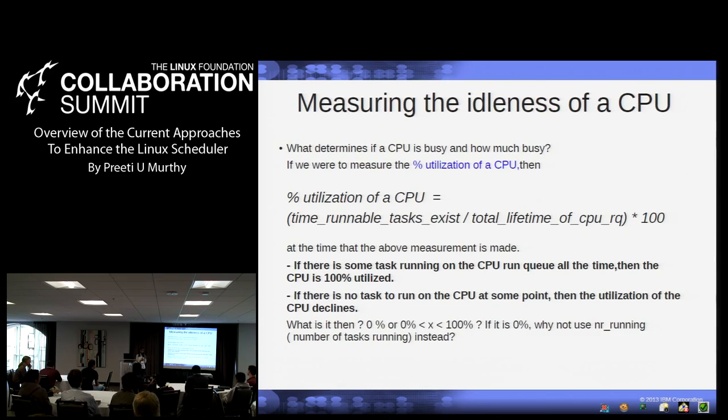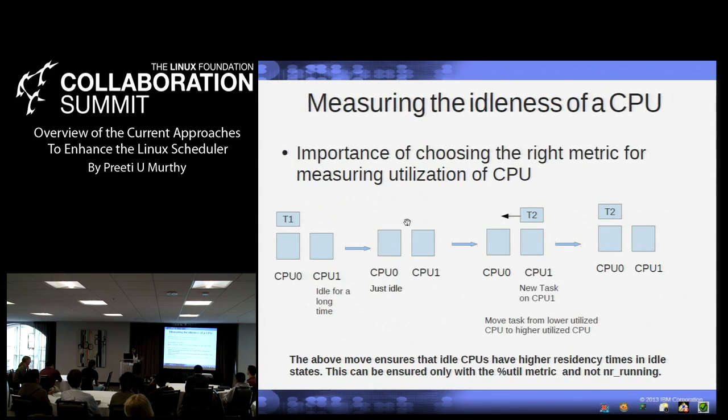If you were to say it's 0% utilization when no task is running, then why do we even need a percentage utilization metric? I would simply say that if there are tasks running on the CPU, then it's 100% utilized. If there are no tasks running on the CPU, it's 0% utilized. Why do you need a percentage utilization metric? What is the importance? I'll demonstrate that in the next 2 examples.